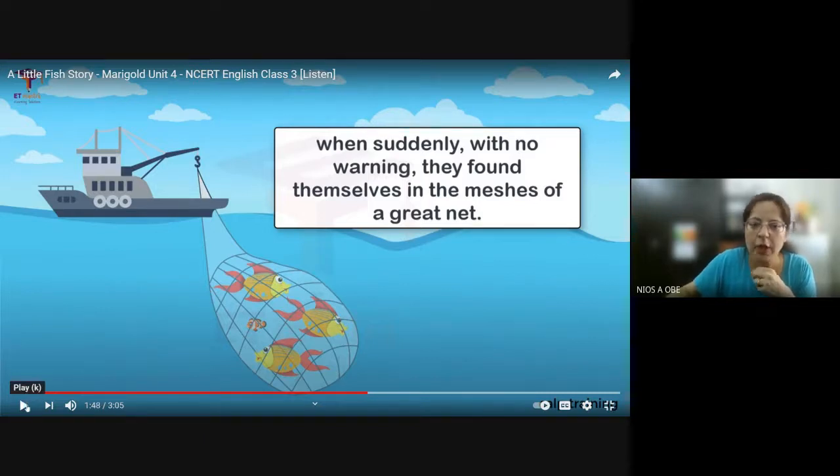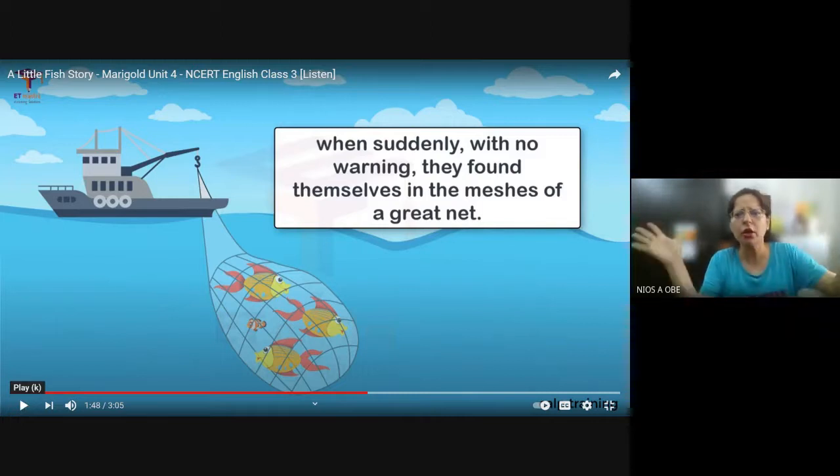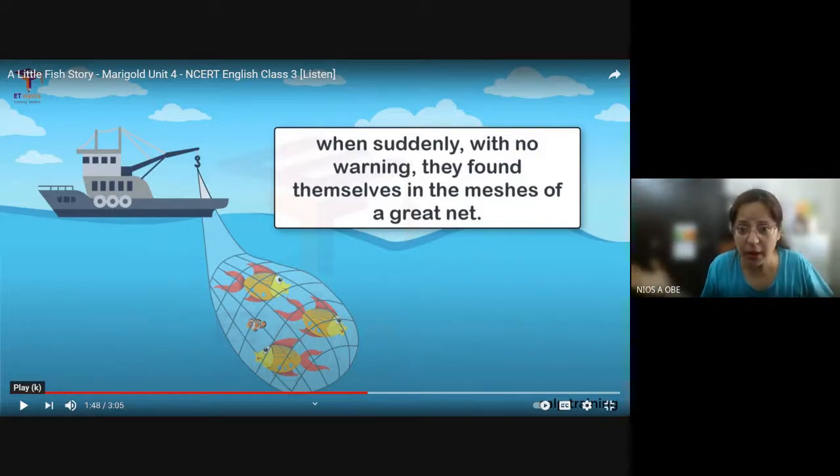When suddenly, with no warning, they found themselves in the meshes of a great net. And suddenly, what happened? Suddenly means achanak. Like suddenly today there was rain. You know, there was so much rain. Similarly, suddenly, with no warning, nobody knew anything about it. They found themselves in the meshes of a great net.